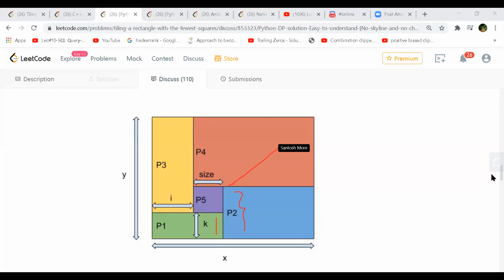What I'm saying is the left edge of P4 will align with the right edge of P5, and the bottom edge of P4 will align with the bottom edge of P5. There are different ways to do it, but I think in this case they are maintaining this, right? P5's left edge and P4's left edge. So that is what they are doing.